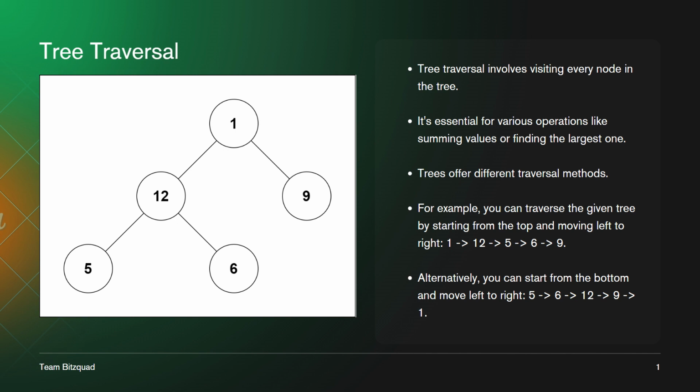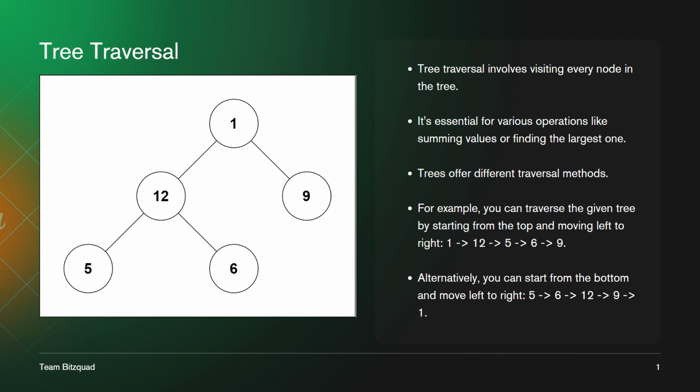Linear data structures like arrays, stacks, queues, and linked lists have only one way to read the data. But a hierarchical data structure like a tree can be traversed in different ways. Let's think about how we can read the elements of the tree in the image shown above.